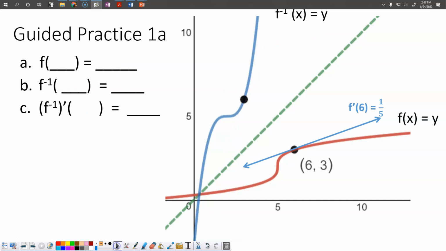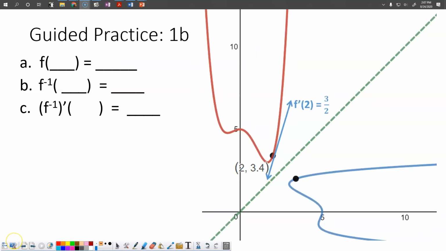All right, let's go ahead and try another one. Okay, so the red graph up there is the graph of f of x. And the blue graph down here is the graph of f inverse.